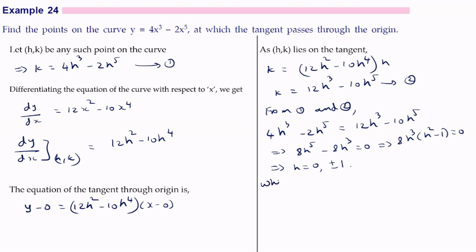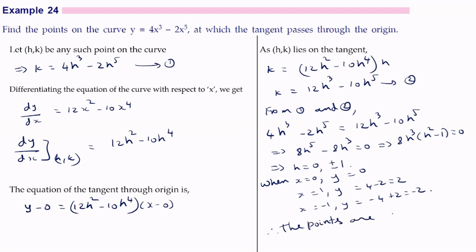So when x = 0, y = 0. When x = 1, y = 4 - 2 = 2. And when x = -1, y = -4 + 2, which is -2. Therefore, the points are (0, 0), (1, 2) and (-1, -2). So these are the points on this curve y = 4x³ - 2x⁵ at which the tangent passes through the origin.